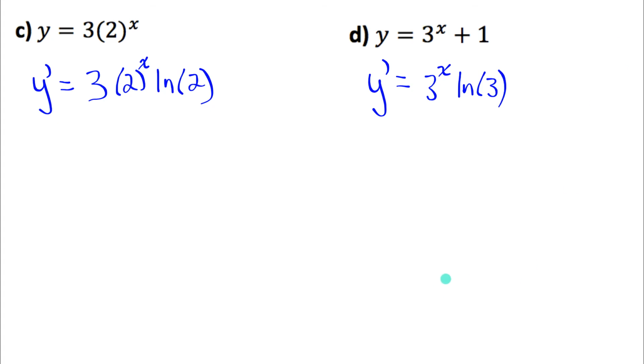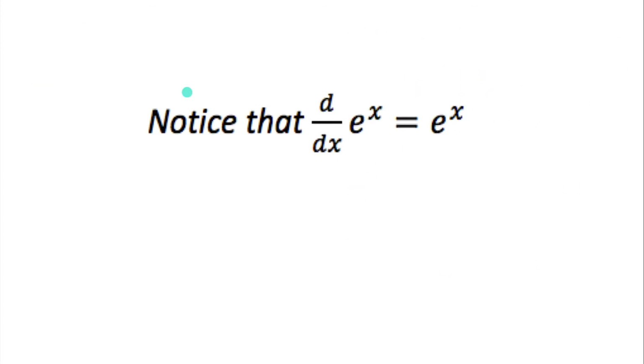So I don't have to write plus 0. There's my derivative. Oh, and I just put a slide in here just to really make sure you notice that the derivative of e to the x is e to the x. That's going to be really important as we move forward in this unit.